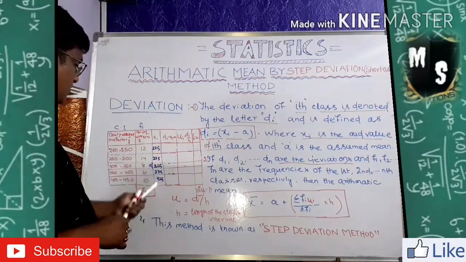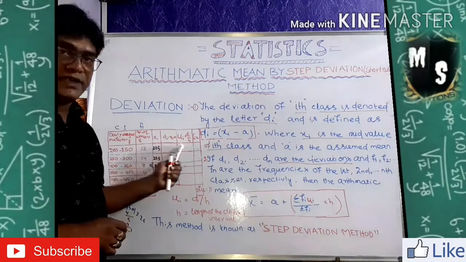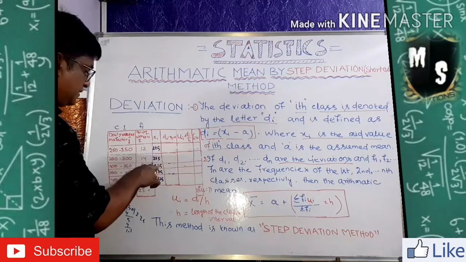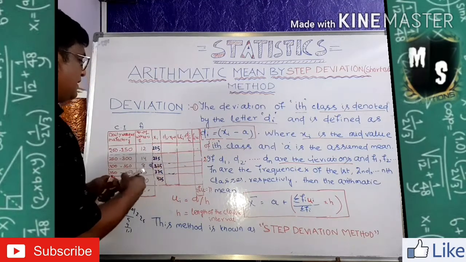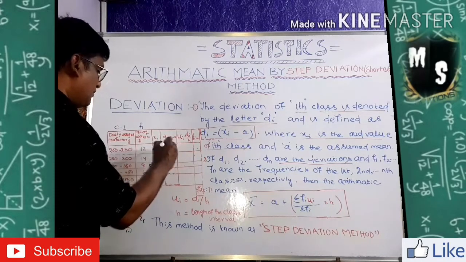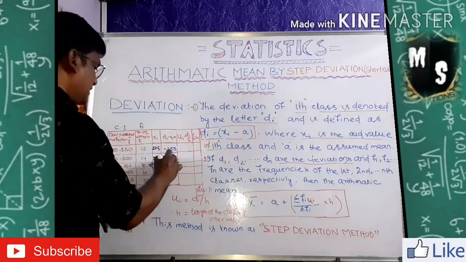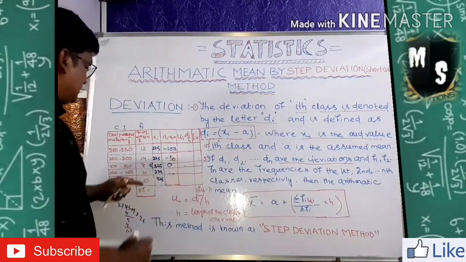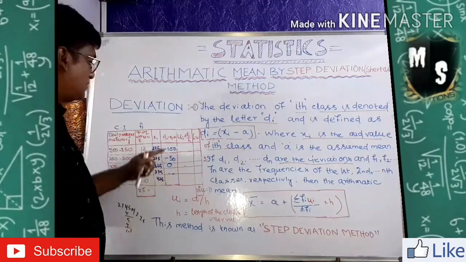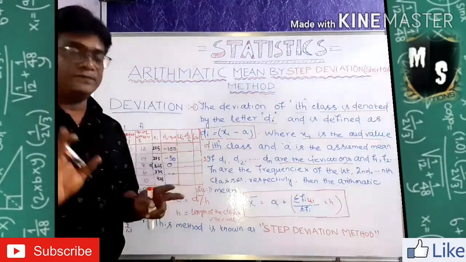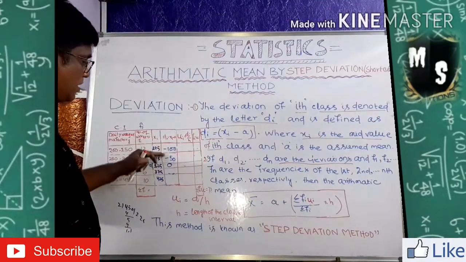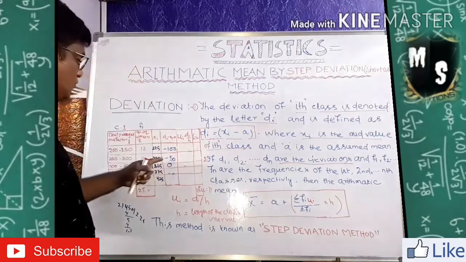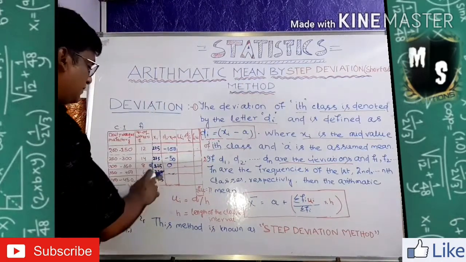So xi you already got, a you already got. Now you can calculate the di. That is xi minus a. Xi first is 225 minus a. A is 325. 225 minus 325. It is minus 100. Clear? Now it is 275 minus 325. It is minus 50. Now it is 325 minus 325. It is 0. That means the column showing your assumed mean, its deviation will be 0. Try to understand. Above 0, negatives will come. If negatives are not coming, you are wrong. So try to understand it. These two will come negative. And below 0, it will come positive.